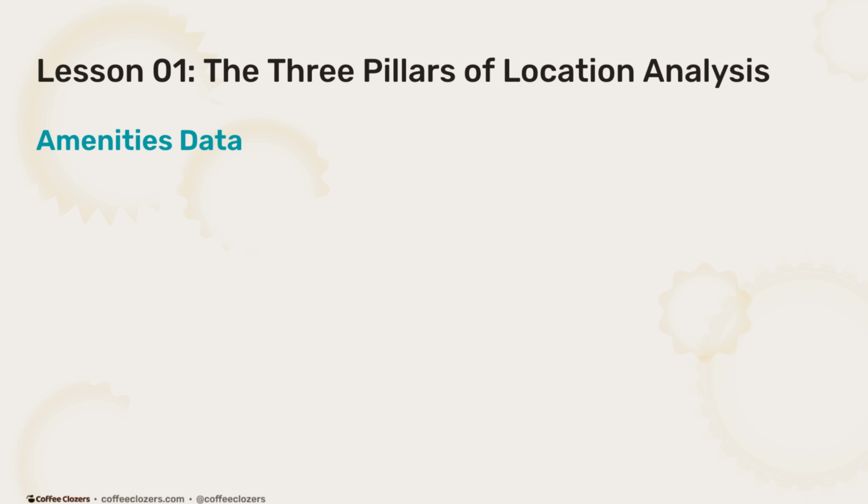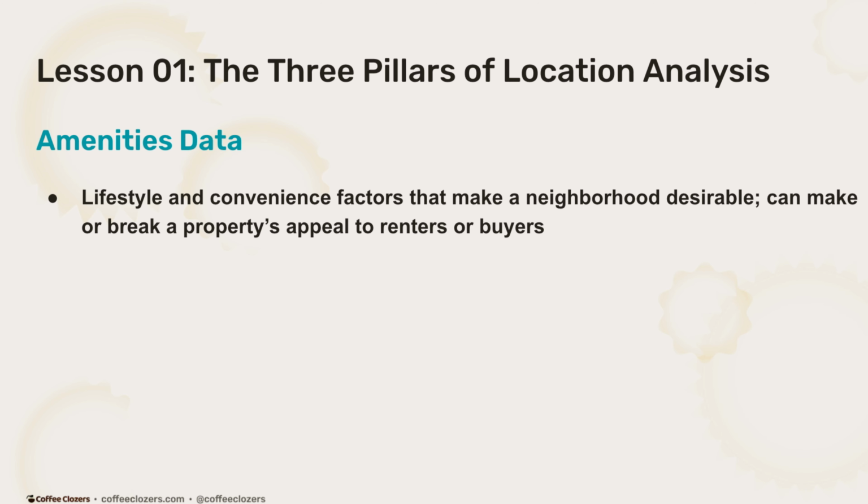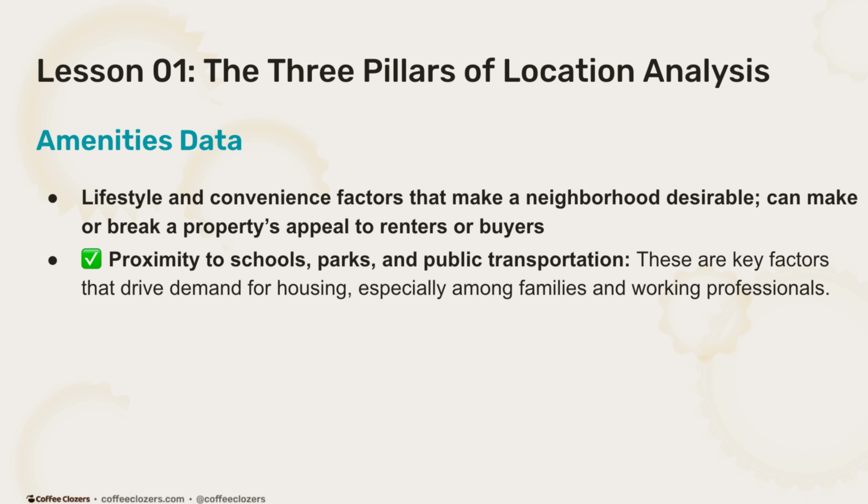Now that we've covered what economic data is, how to search for it at a high level, what market data is, and also what resources we could use, let's now dive into amenities data. Amenities data is basically lifestyle and convenience factors that make a neighborhood desirable. This can make or break a property's appeal to renters or buyers.